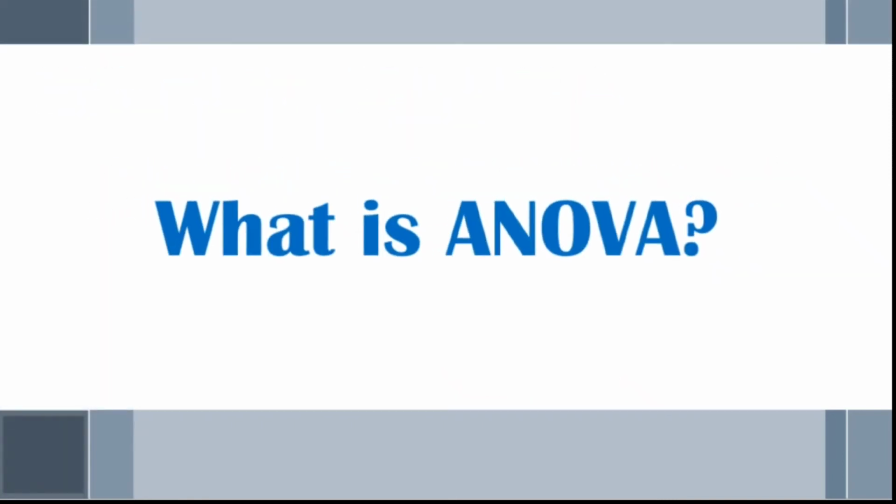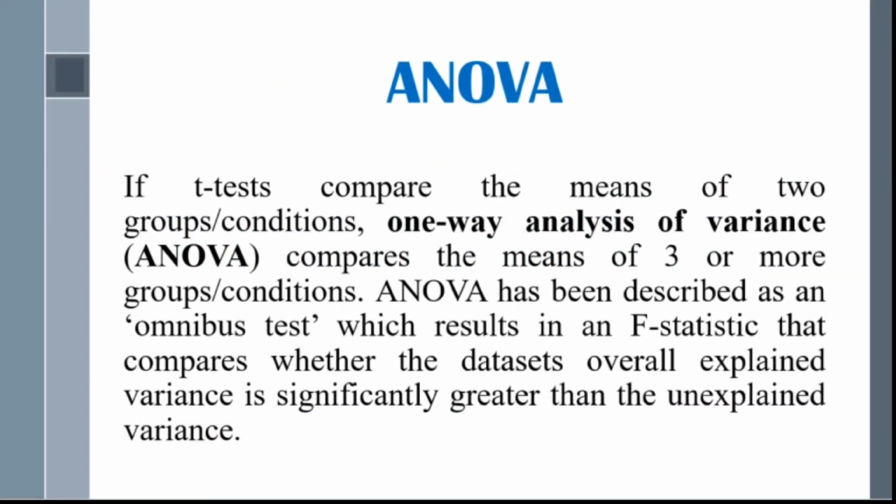What is ANOVA? If t-tests compare the means of two groups or conditions, one-way analysis of variance, or ANOVA, compares the means of three or more groups or conditions. ANOVA has been described as an omnibus test which results in an F statistic that compares whether the dataset's overall explained variance is significantly greater than the unexplained variance.